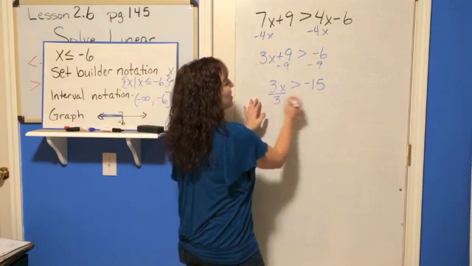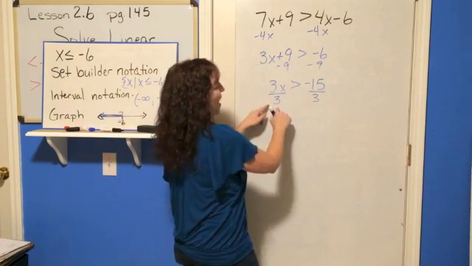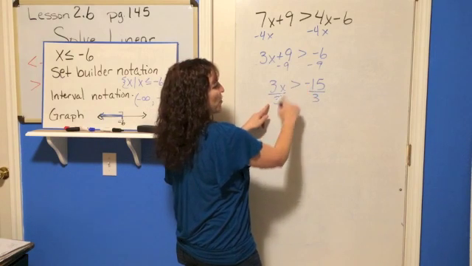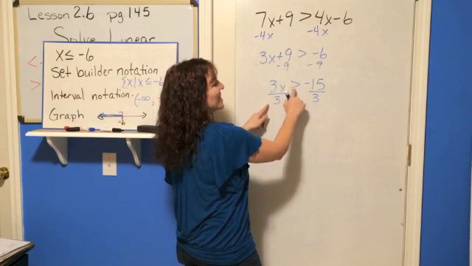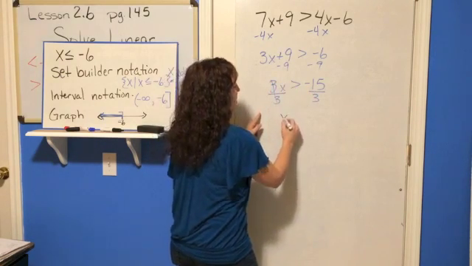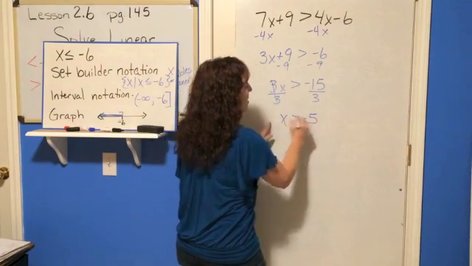Divide by 3. And this is what I was talking about. We're dividing by a positive. Even though there's a negative over here, we're dividing by a positive, so the sign stays the same. So x is greater than negative 5.